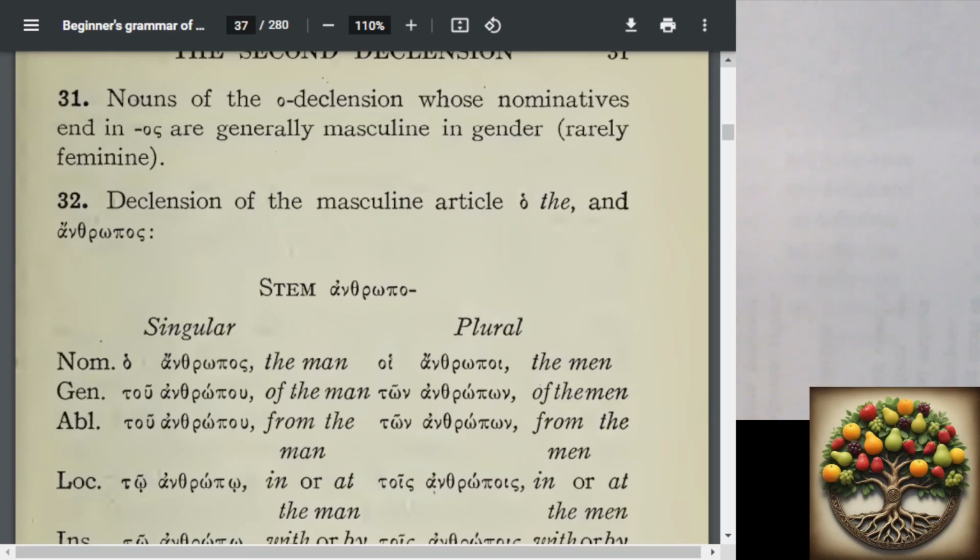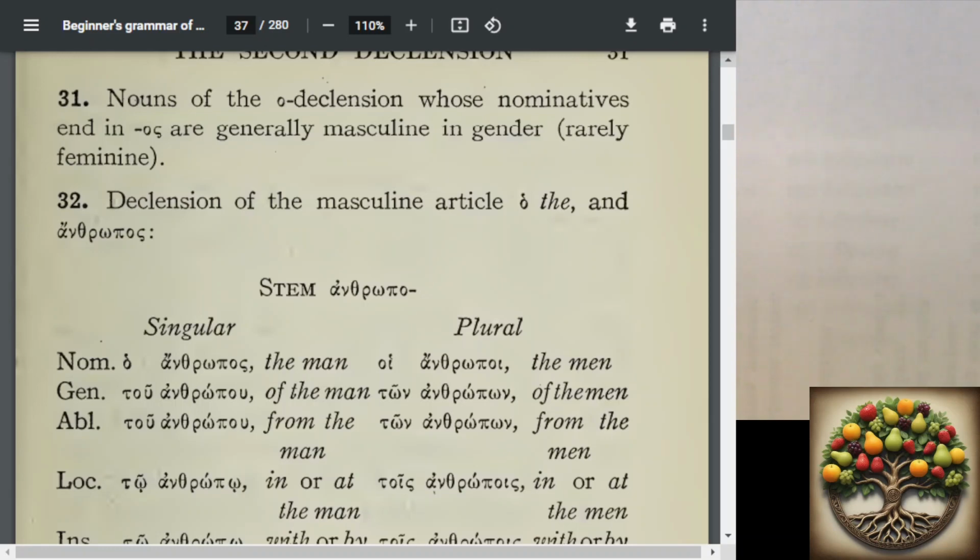So to continue on, we have nouns in that O declension. Again, that stem is going to end in the omicron. That is why it is part of the O pattern. Generally speaking, these words in the O declension are going to be masculine in gender. And again, that's just a pattern for endings and spellings of words. The Greek language is highly inflected, and so right now we're dealing with masculine gender O declension.